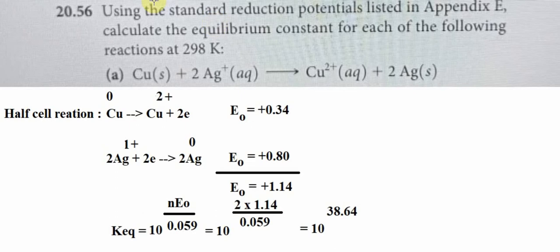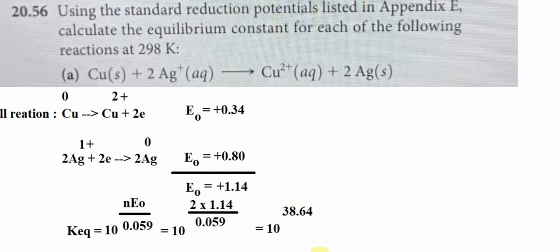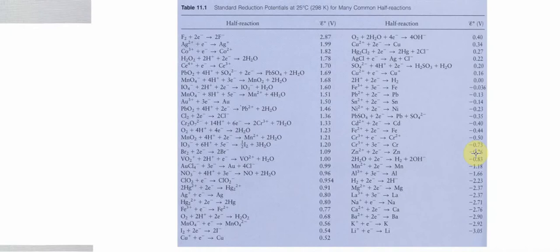So I will use one example to illustrate how to do this using the standard reduction potential, and we have the table in here. This is the table of the standard reduction potential at 25 degrees Celsius, or 298 K. This is the standard number for you.